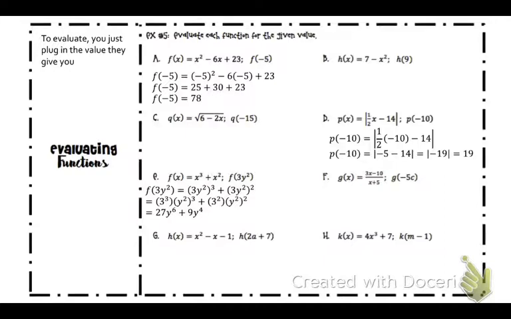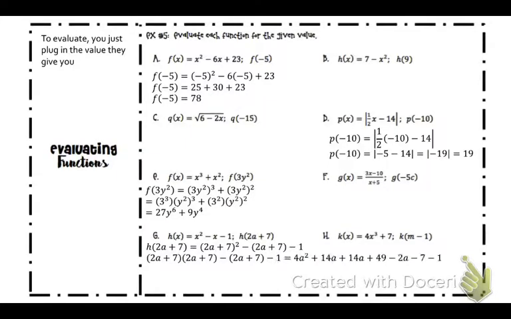Let's also look at G. So if we have h of 2a plus 7, I'm going to plug 2a plus 7 in for all my x's. And then I'm just going to start multiplying this out. (2a plus 7) squared is the same thing as (2a plus 7) times (2a plus 7). Then that's minus (2a plus 7) minus 1.